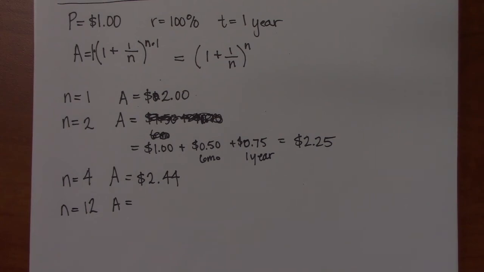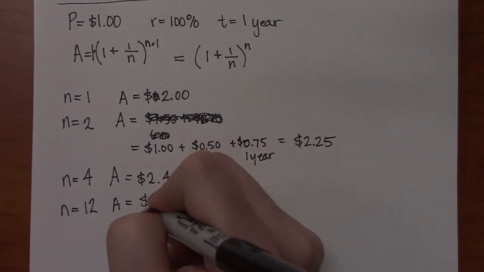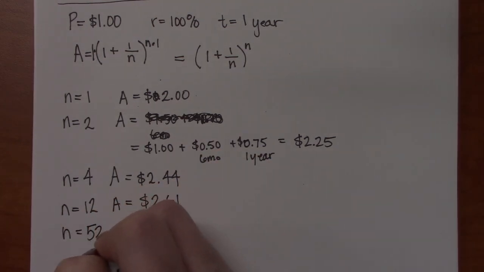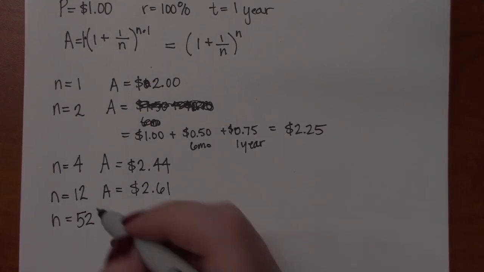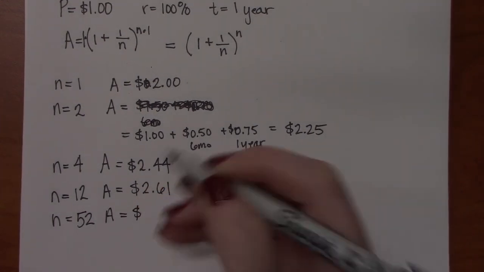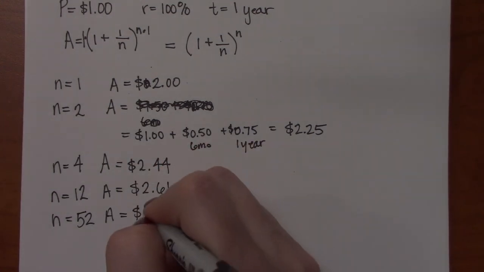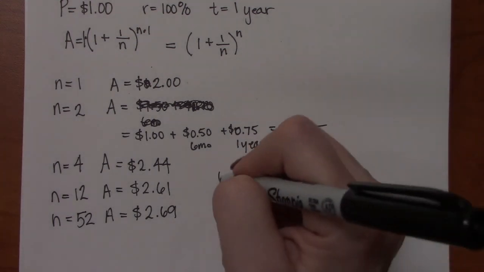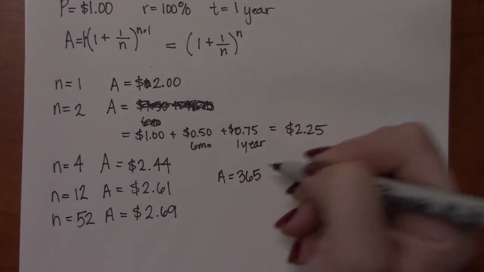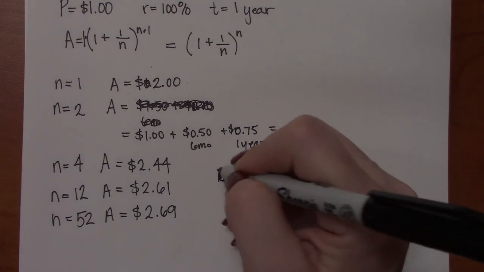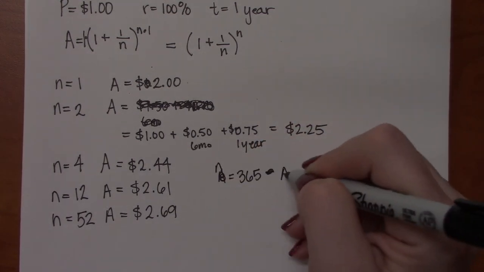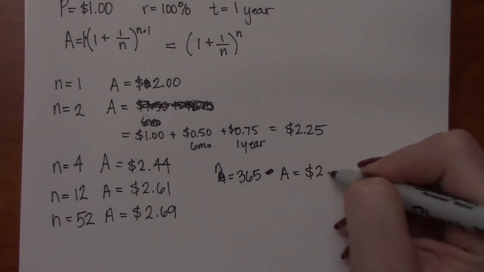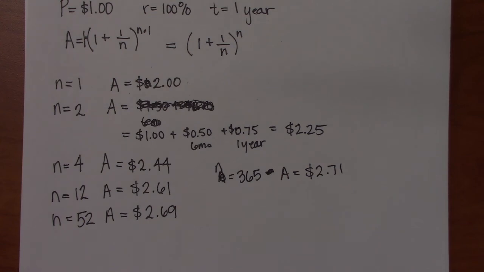There we go. So monthly, you would have $2.61. If we did it weekly, that's 52 times a year, you would have $2.69, all right? And then let's say we do it every single day. I would have $2.71.